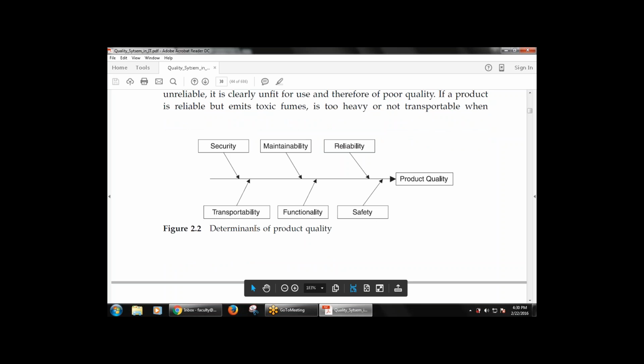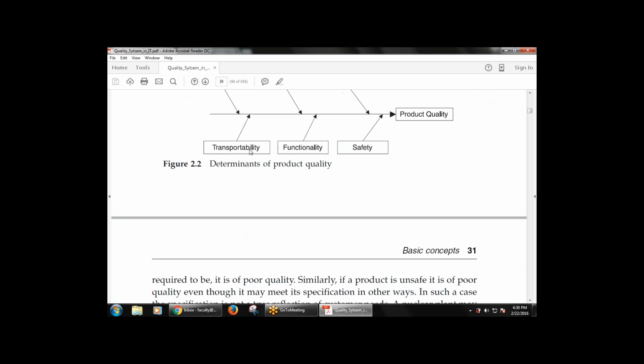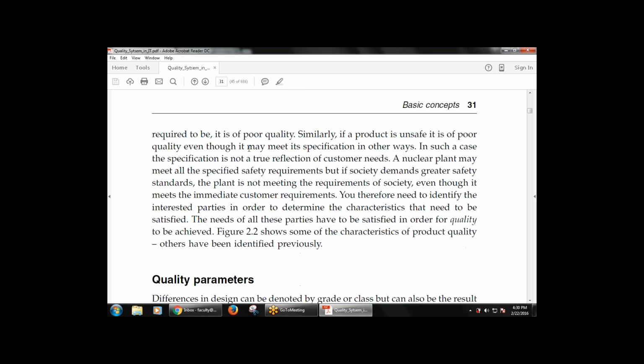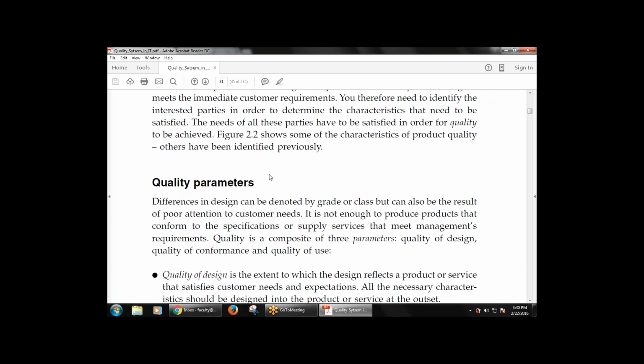We can say simply the features or the concept or the characteristics available in the product quality, that may be related to security, maintainability, reliability, whatever the concept that is required. If the product is unsafe, it is of poor quality even though it meets the requirement. So it depends on the quality parameters. What are the quality parameters, that we are going to discuss right now.